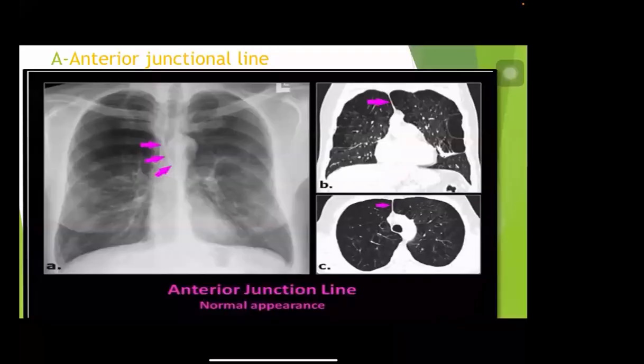Starting with the anterior junctional line, this is the line lying anterior to the arch of the aorta. This is on CT scan, on axial CT scan. This is the anterior junctional line.